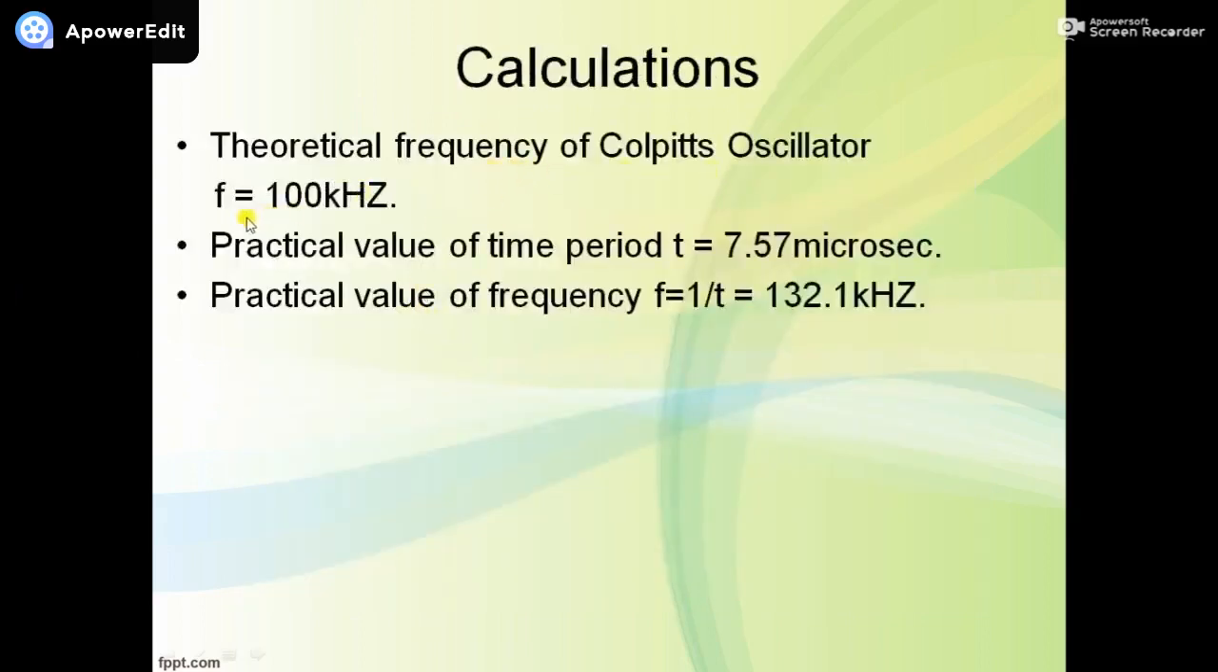So this is calculations. In the calculation, the theoretical frequency we considered while designing C1, C2 and L is 100 kilohertz. Whatever signal we got in the CRO, we calculate the time period. We are getting 7.57 microseconds. After this frequency calculation, we are getting 132.1 kilohertz. So this is our practical frequency, and this practical frequency is nearly equal to the theoretical frequency of oscillations.